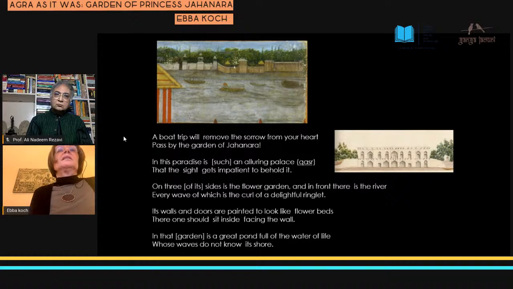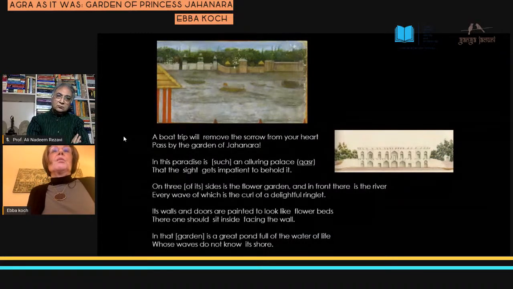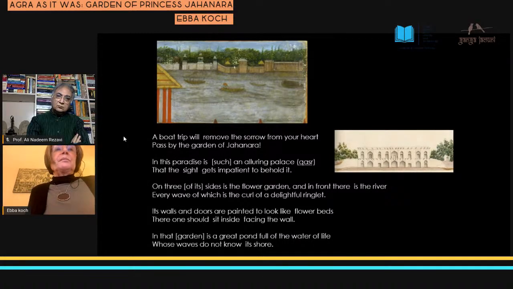In that garden is a great pond full of the water of life, whose waves do not know its shore because it's so big. And the laying of this flower garden and this sublime palace was done by Her Majesty, the chosen one of our age, Mumtaz Dauran, meaning Mumtaz Mahal, the exalted lady.